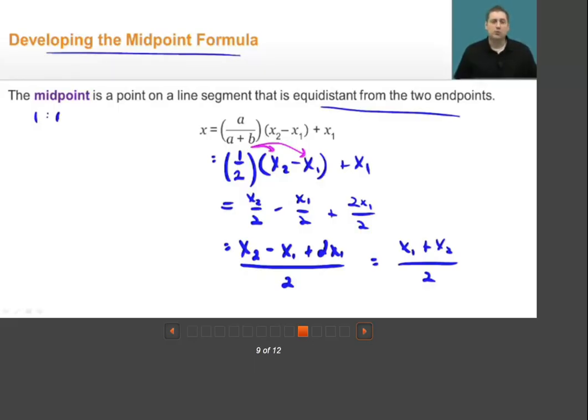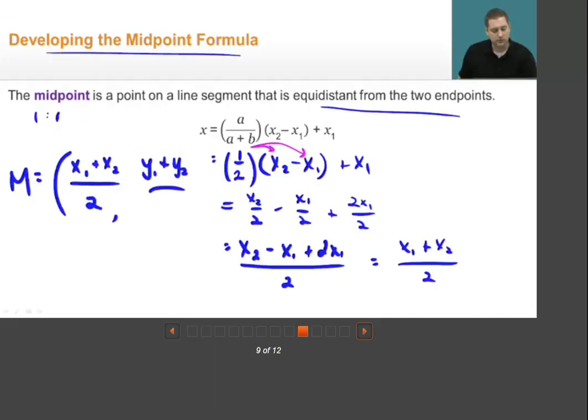Well, we can use that same logic in order to identify the formula for the y coordinate, the sum of the 2 y coordinates divided by 2. So we have a formula. The midpoint, denoted by M, is just going to be the sum of the 2 x coordinates divided by 2 for the x coordinate of the midpoint, and the sum of the 2 y coordinates of the endpoints, y sub 1 plus y sub 2 divided by 2, for the y coordinate of the midpoint.